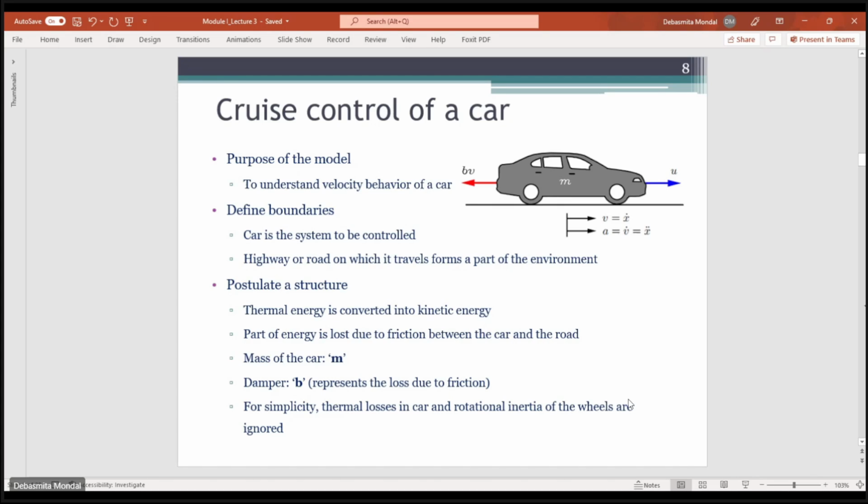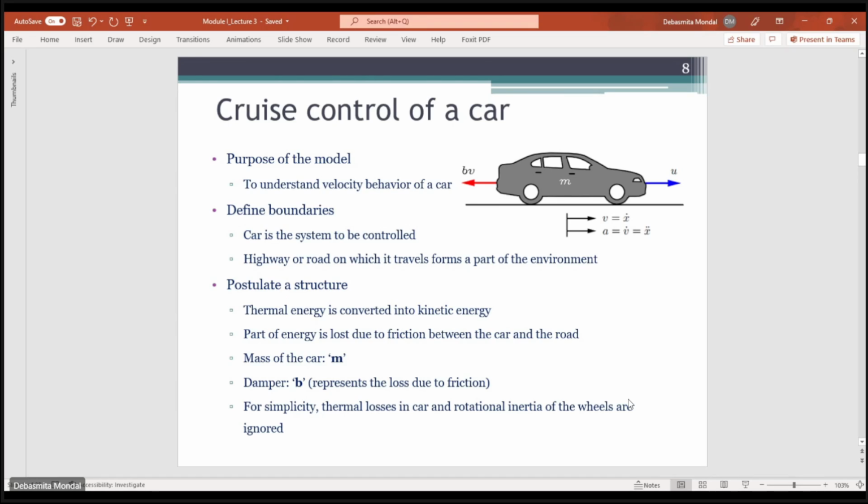Then we'll define the boundaries. The car is the system that we need to control, and the surrounding environment is the highway or the road on which the car is traveling, which forms a part of the environment in which the system is acting.